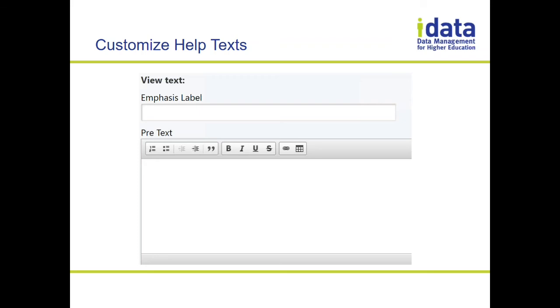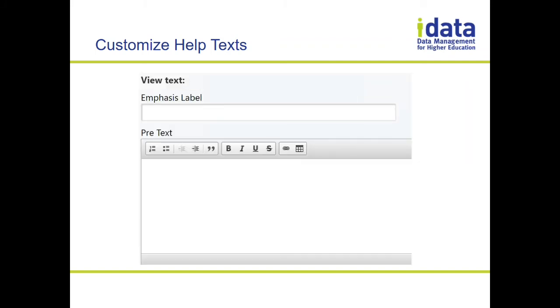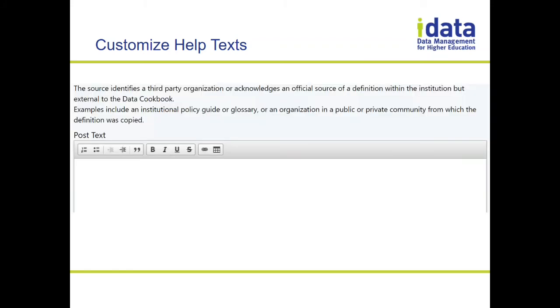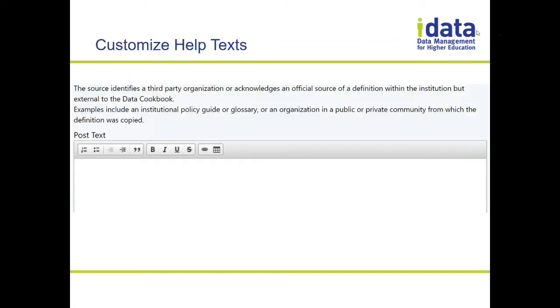Does the next slide actually show what that looks like? Yeah, sure. So here I've got an emphasis label that I could create, which shows in a larger font at the top of the help, and then pre-text, meaning this could show up before whatever the application has. And then what does the next one say? Post-text, right? So you have the ability to provide more information for your users directly within the application, in addition to whatever other stuff you've created.